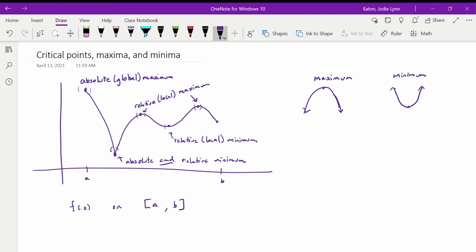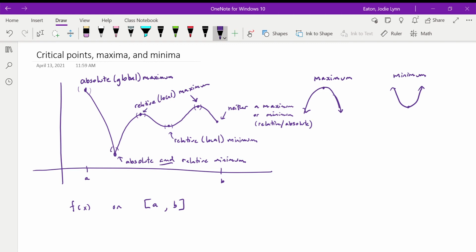And here we have a point that is neither a maximum or minimum. And it's also not a relative or local. So it's not relative, it's not absolute. It is no kind of maximum and no kind of minimum because it is not higher than all the other points around it, and it is not the highest or lowest point on the whole graph.